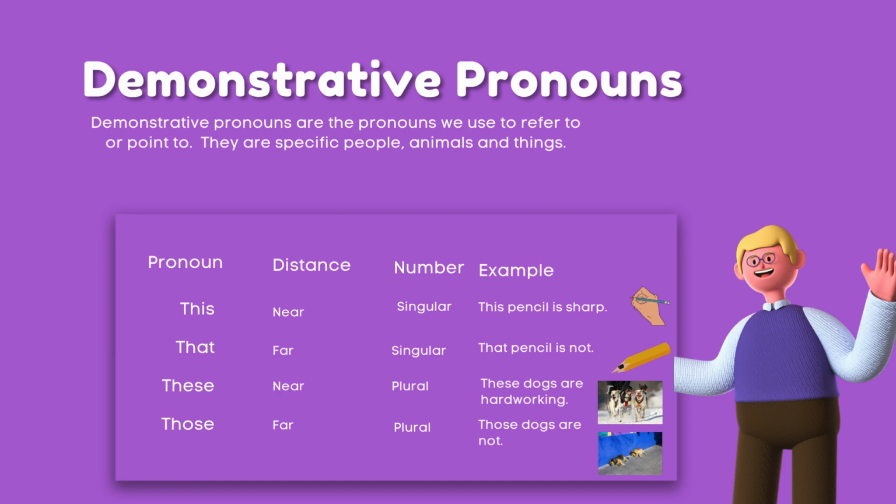These and those are the plural forms of this and that. These dogs are hardworking refers to a group of dogs near me. Those dogs are not. Those refers to the dogs that are far from me. Let's look at more examples.